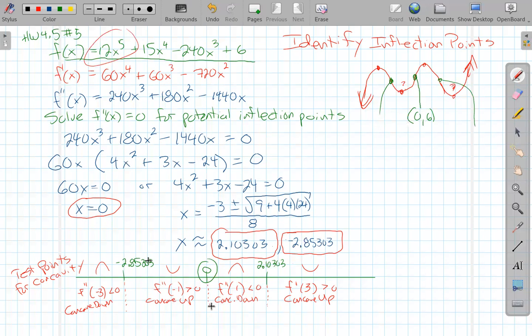Right now, I only have x values of inflection points. I don't actually have the whole point yet. Let's double check a couple of these things on a calculator.